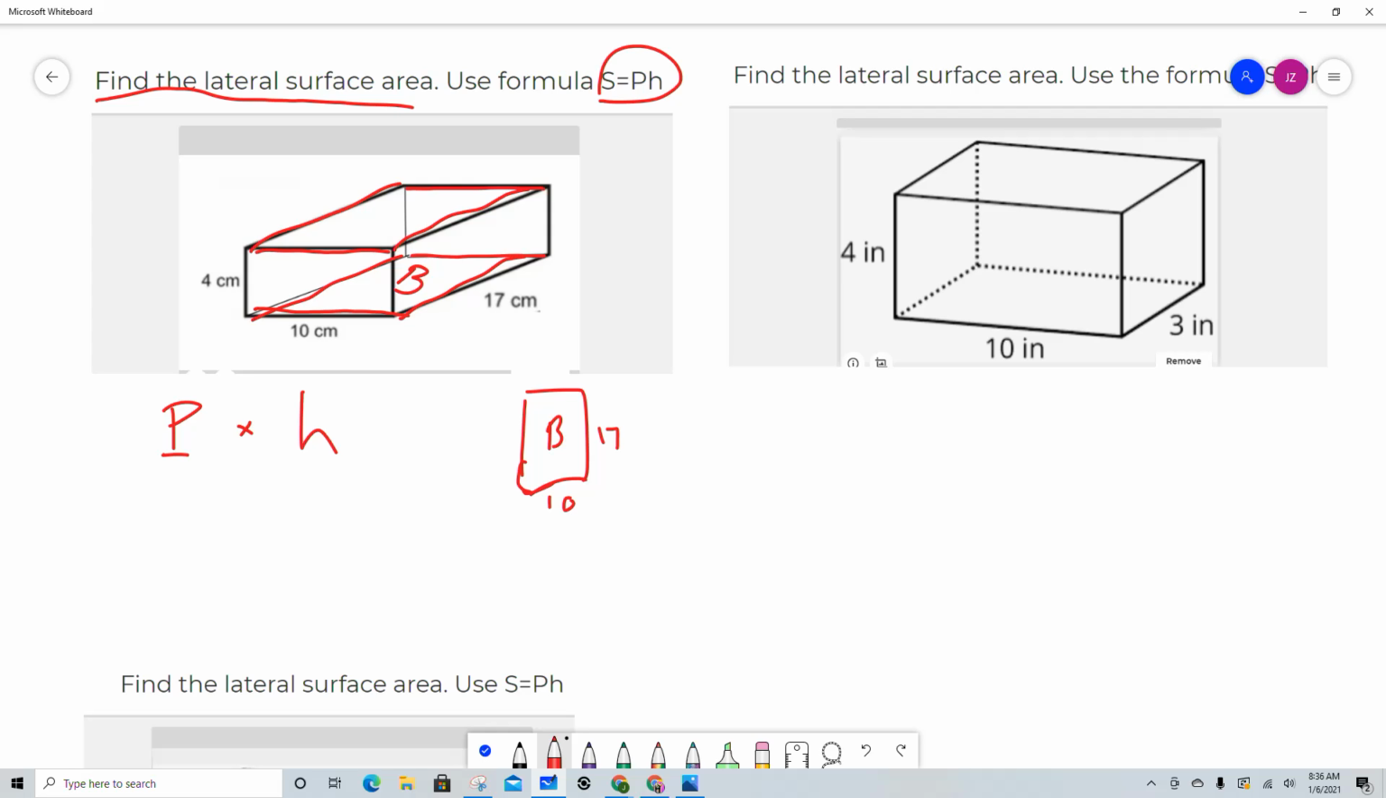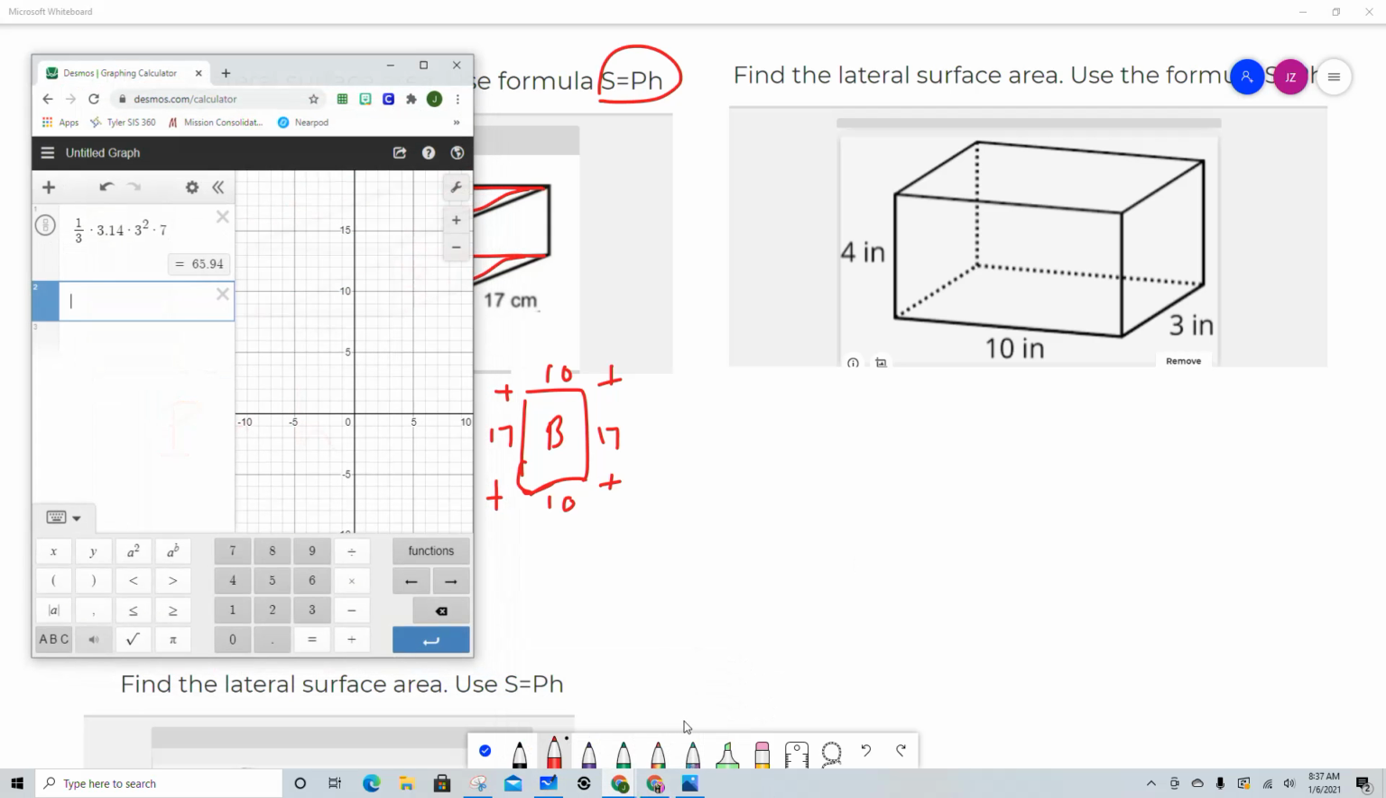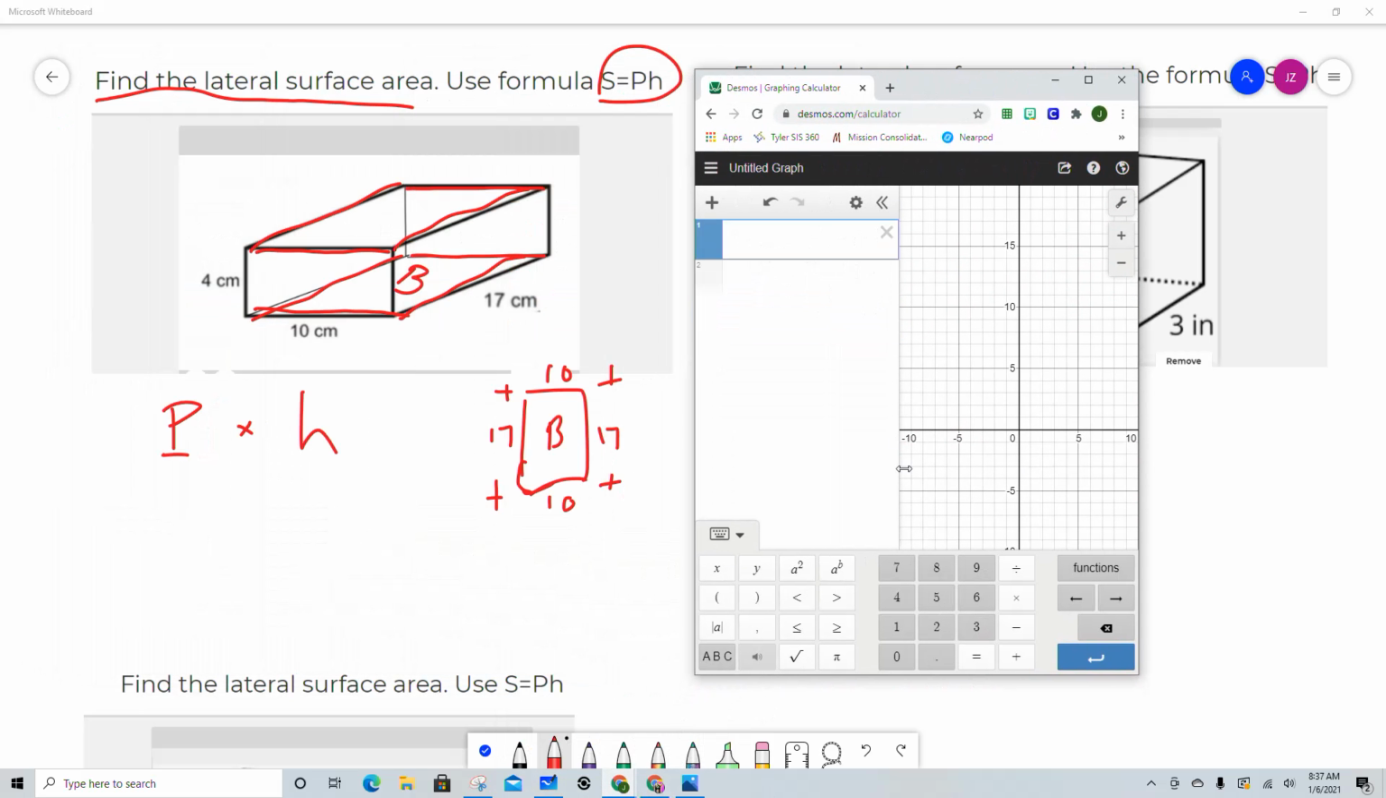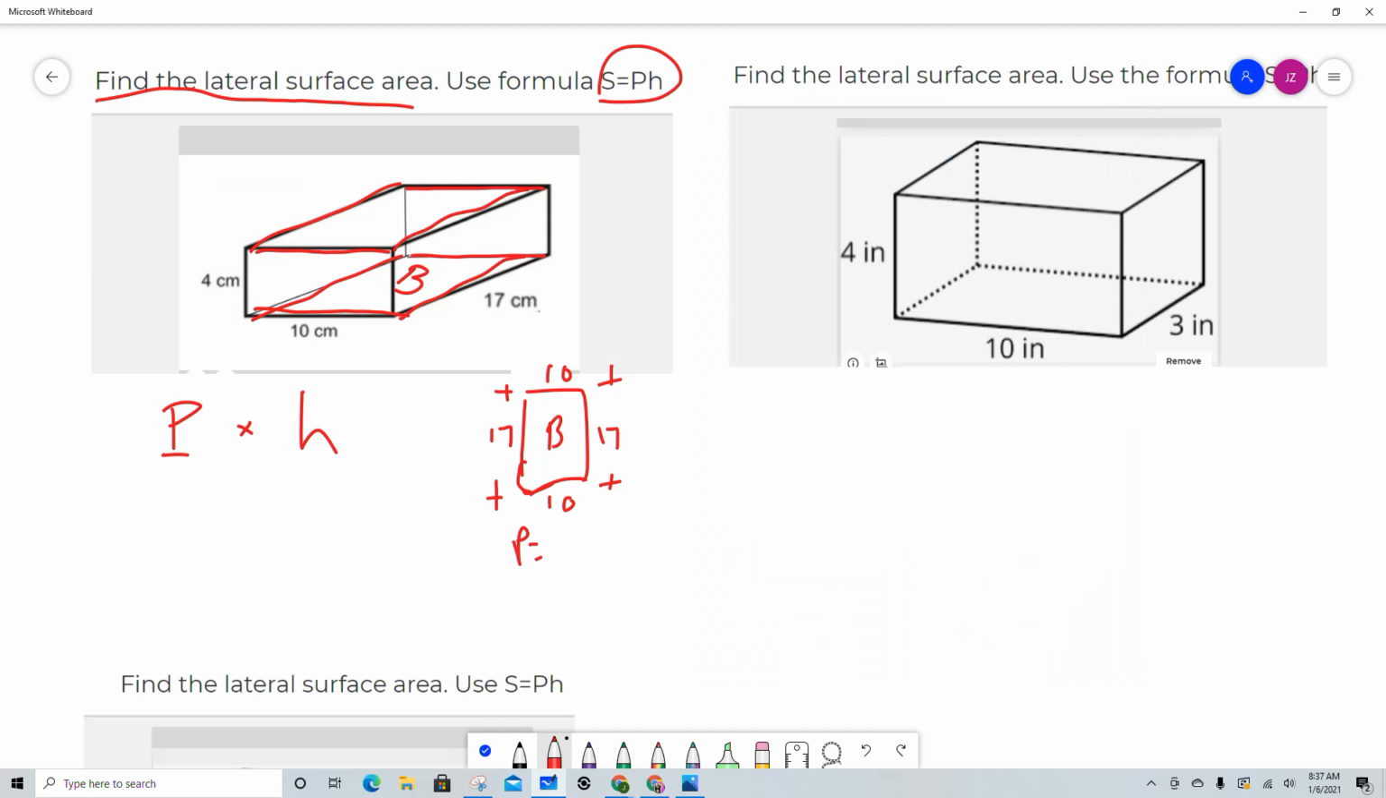So in order to find the perimeter, we need to add all the sides. So I'm going to fill in the blanks right there. Okay, so we're going to go ahead and add up these four numbers to find the perimeter. And then we'll put that under the capital P. So you can do that with mental math, or you can use a calculator. So we're going to go ahead and add 10 plus 10 plus 17 plus 17. And we get 54 as an answer. So the perimeter is 54 centimeters.